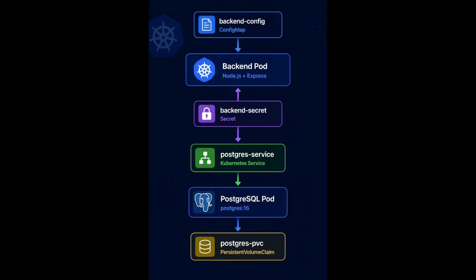At this point, our backend is running. It can communicate with PostgreSQL. It has access to configuration. It has access to secrets. But there is still one problem. Other applications inside the cluster don't have a stable way to reach the backend. To solve that, we're going to create a Kubernetes service for the API.